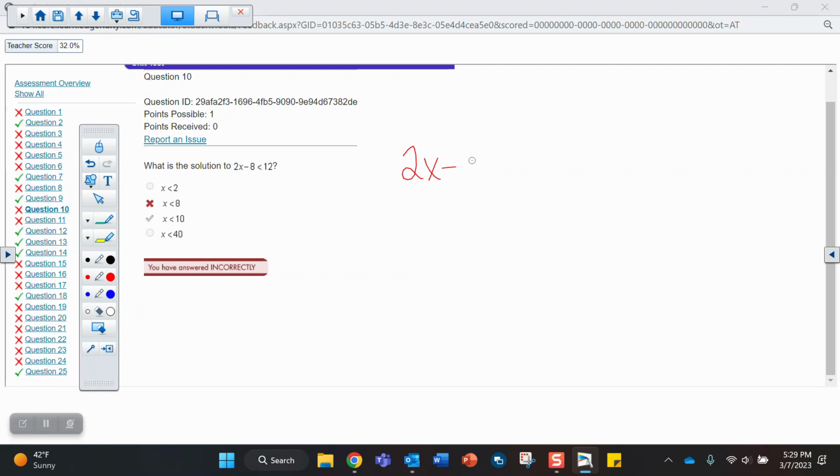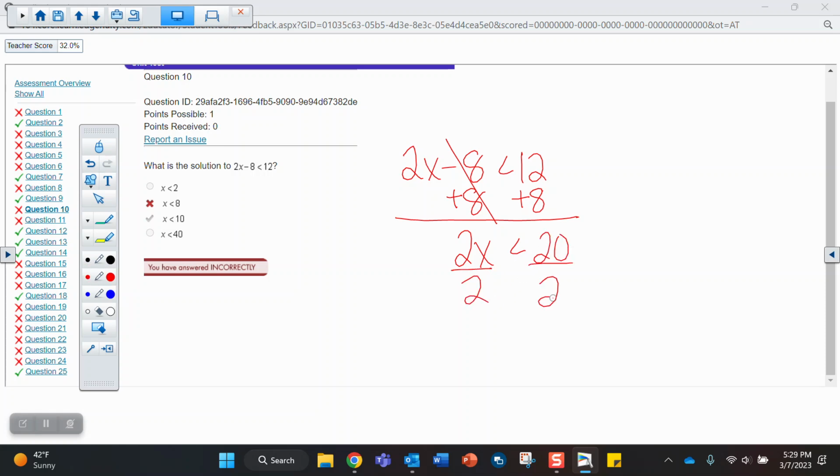Asks for the solution here, so we're just going to solve. Okay, undoing the -8 first, we always undo addition and subtraction first. So I get 2x is less than 20. And then dividing both sides by 2. I'm dividing by a positive number here. I do not flip my symbol. X is less than 10.